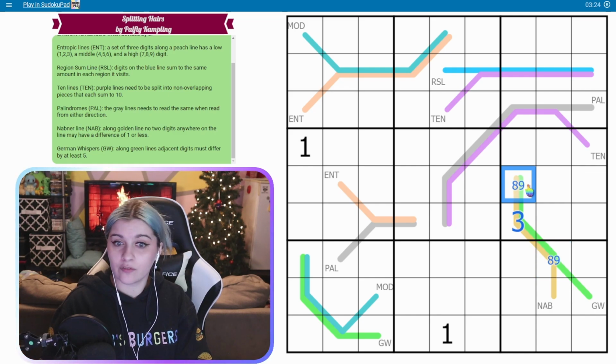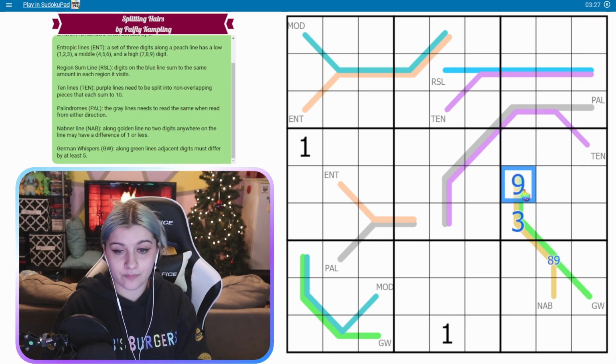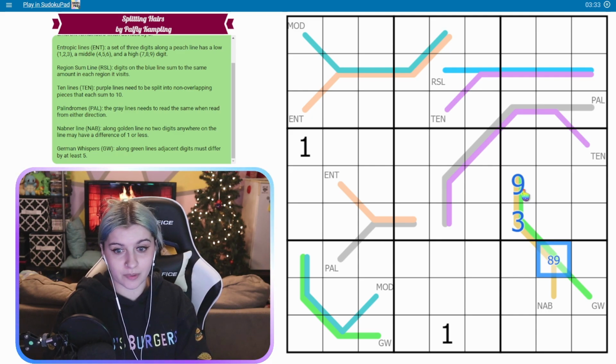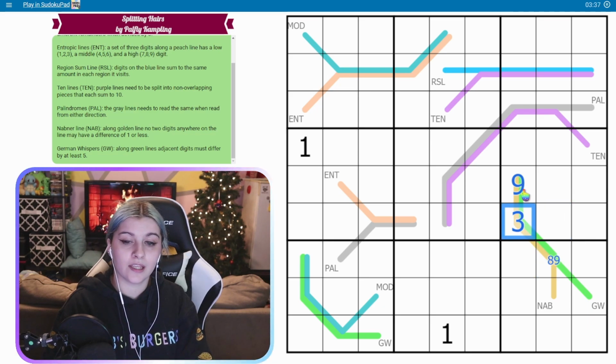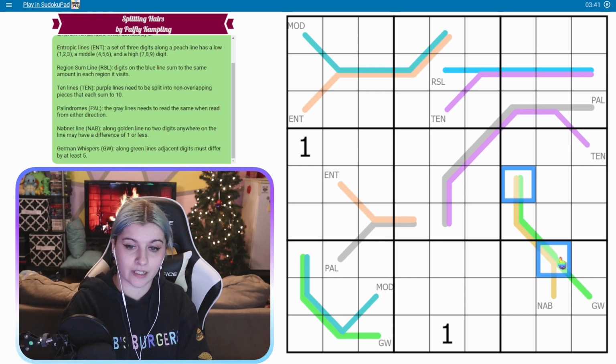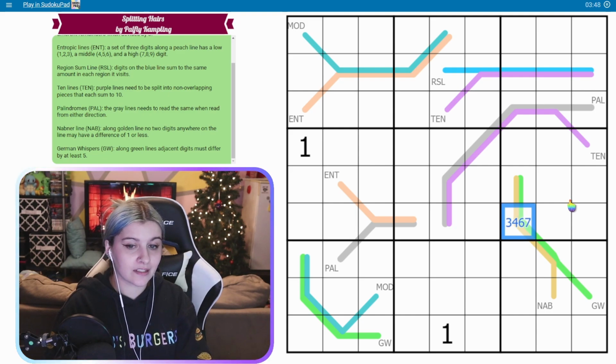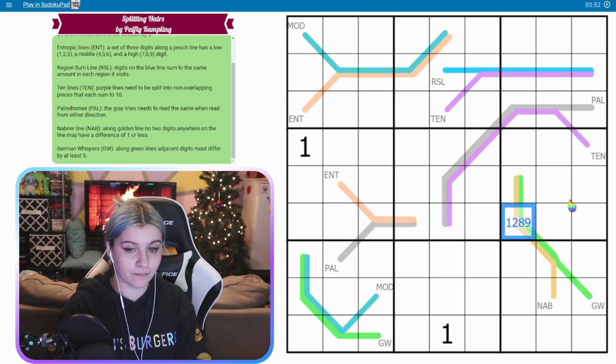On whichever one this is, say this is a 9, that means that because of the Nabner line, this cannot be an 8 or a 9, because a 9 would be a repeat digit and an 8 would be a difference of 1, which are both not allowed. So this also can't be a 4 or a 6. It also can't be a 3 or a 7.